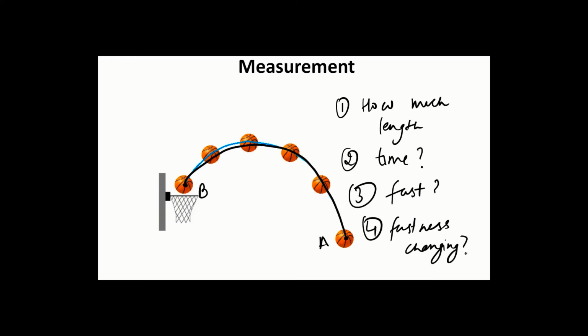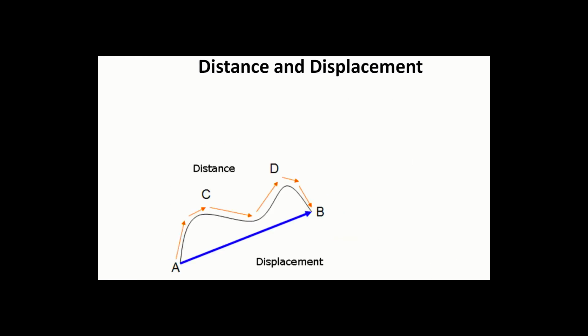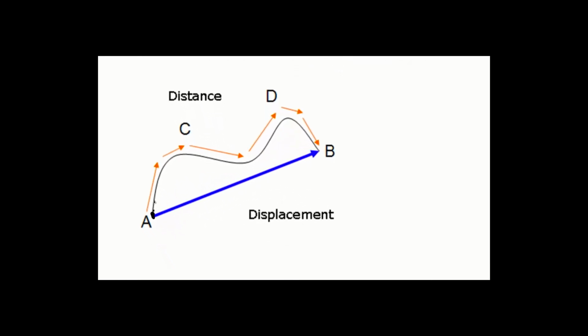With respect to all of these questions, we'll try to define a new quantity and we'll try to measure them. Alright, the first question you asked was how much length it covered. As it turns out, there are two answers to this question. One answer would depend on how much path has actually been covered, that is the length of this actual path. That term is described as distance.